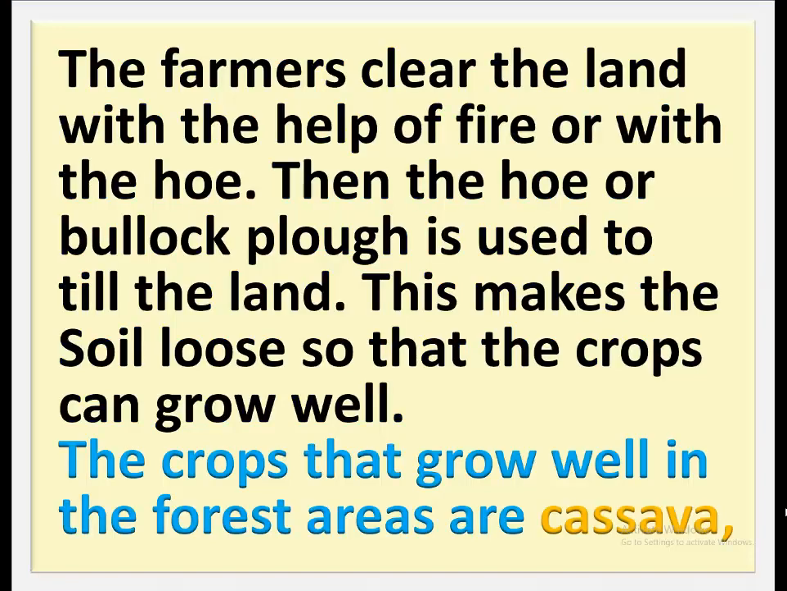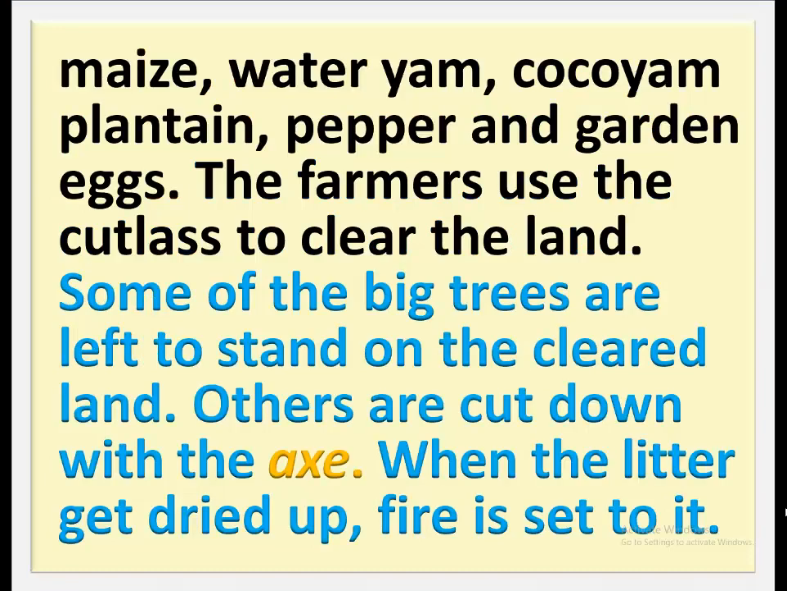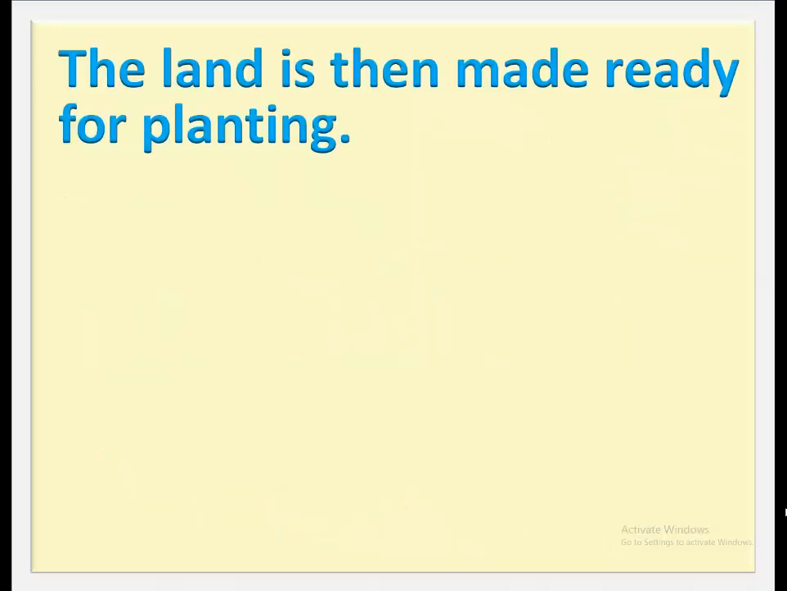The crops that grow well in the forest areas are cassava, maize, water yam, cocoyam, plantain, pepper and garden eggs. The farmers use the cutlass to clear the land. Some of the big trees are left to stand on the cleared land. Others are cut down with the axe. When the litter gets dried up, fire is set to it. The land is then made ready for planting.